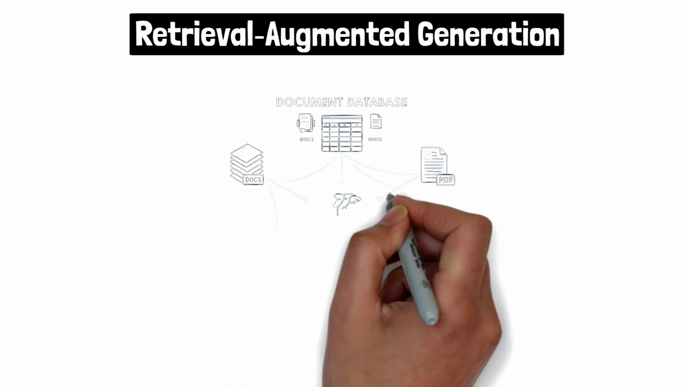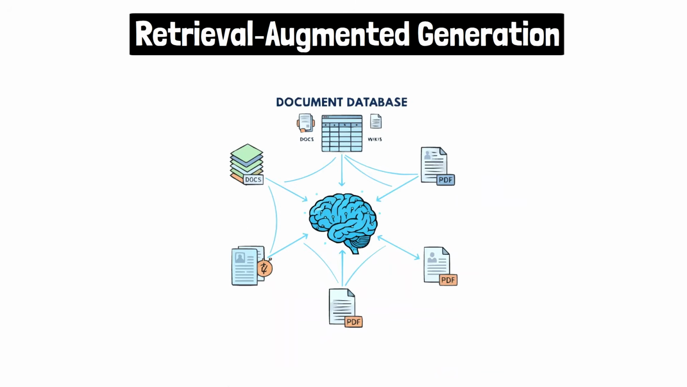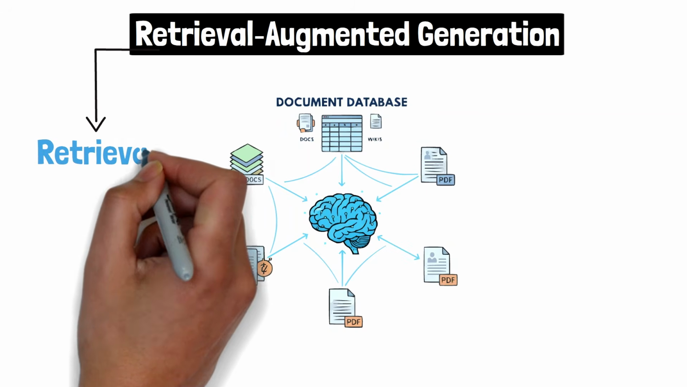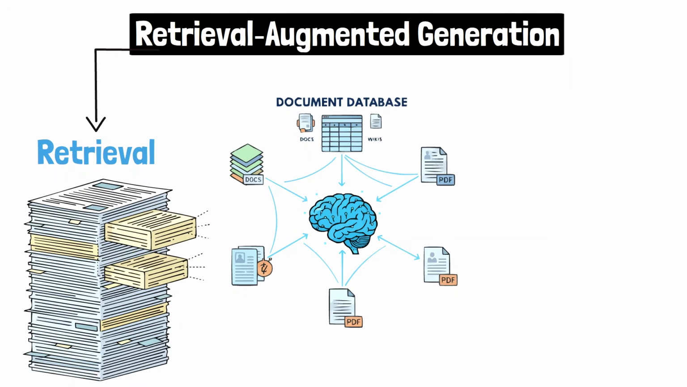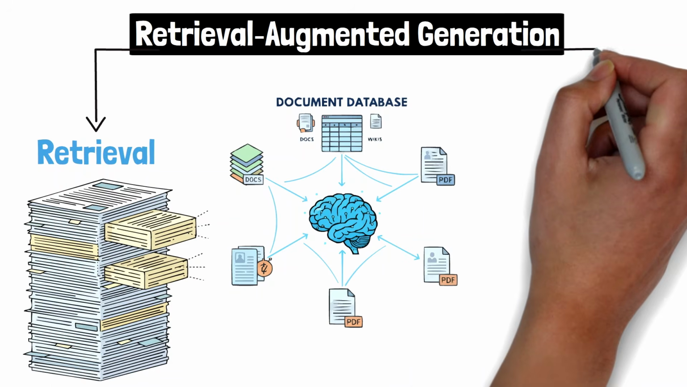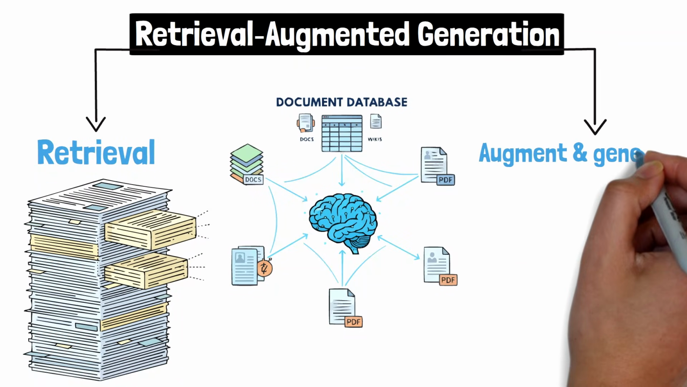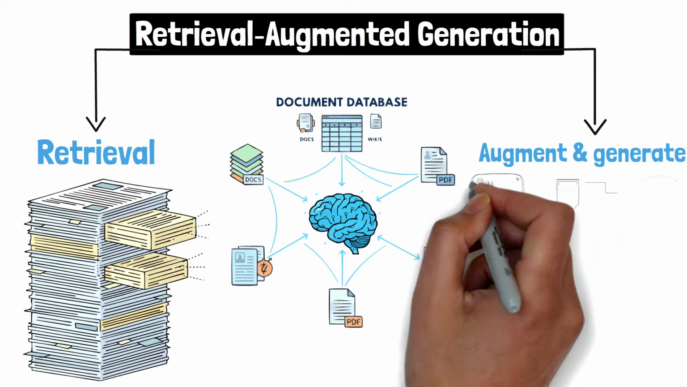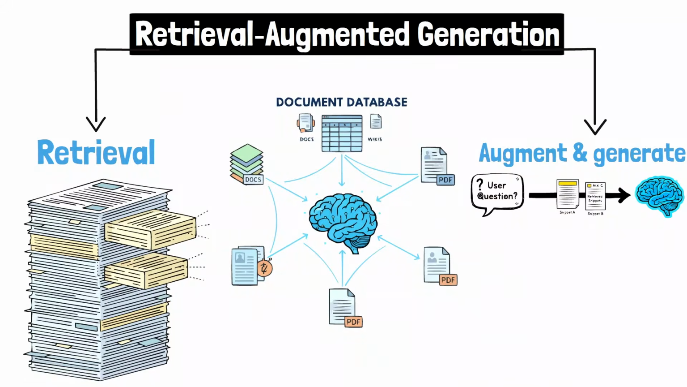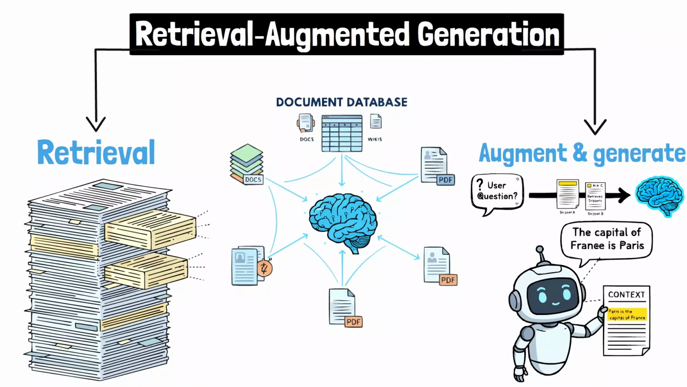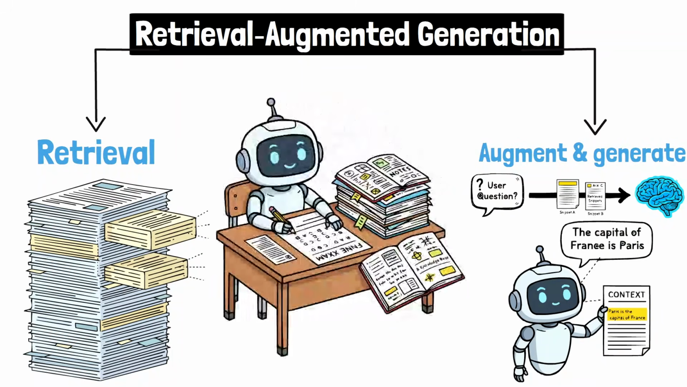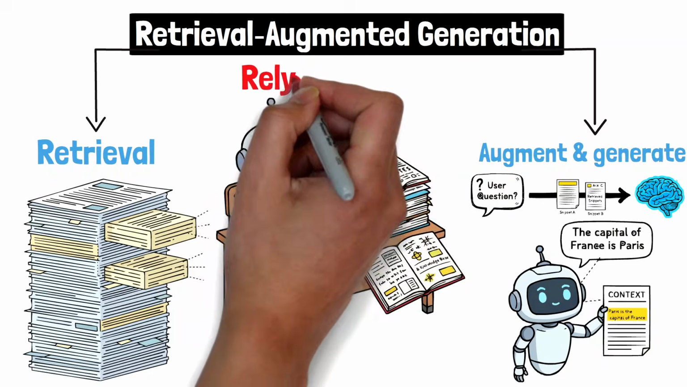Retrieval-Augmented Generation, or RAG, solves this by connecting the language model to an external knowledge base. It works in two simple steps. First is retrieval. When a user asks a question, the system searches your document database to find the most relevant pieces of information. Second is augment and generate. Those retrieved snippets are added as context to the user's question and sent to the model, which generates an answer based only on that provided information. It's like giving the AI an open book exam instead of asking it to rely on memory.